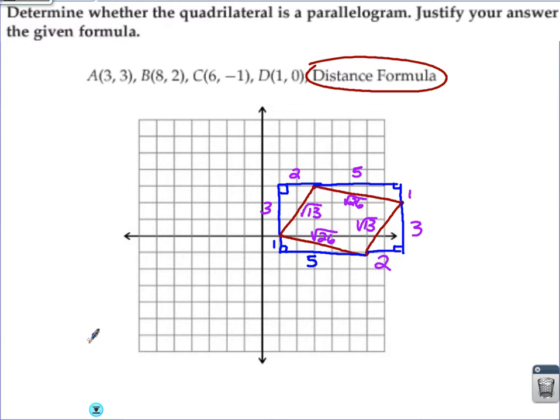It says, determine whether this is a parallelogram. The reason we know it's a parallelogram, opposite sides are congruent. Both pairs of opposite sides are congruent, so therefore this must be a parallelogram by definition. Okay.